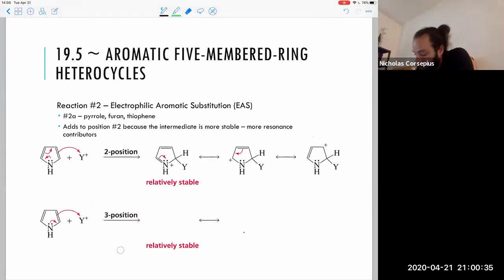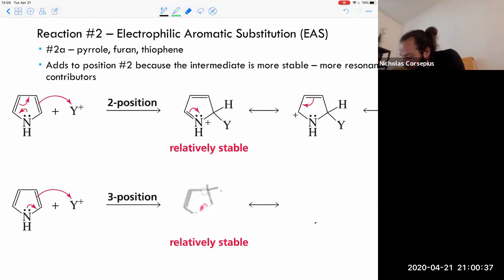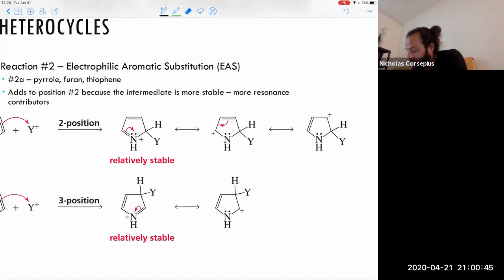We can do the same thing for the 3 position, but we're going to find that we're only able to draw two distinct resonance contributors. Again, you've got that one that's relatively stable because you have the charge on the nitrogen, so that's not what's different between the two. But here we have three resonance contributors versus two. So it's just that much more stable. More resonance contributors, more stable. So this is why you're going to see in these heterocyclics, or for the five-membered heterocyclics, you only have electrophilic aromatic substitution on the C2 carbon.